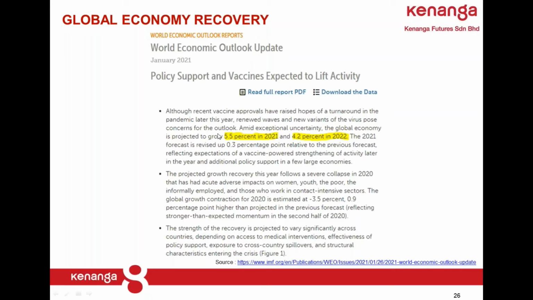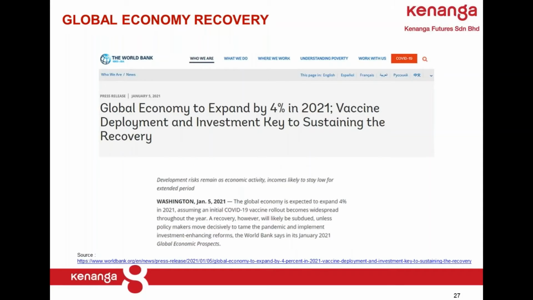So the reason why there is 5.5% growth is because of the collapse of GDP last year. Okay, this will be from the World Bank. They expect the global economy to expand 4% this year due to vaccine deployment and investment in key sectors sustaining the recovery.